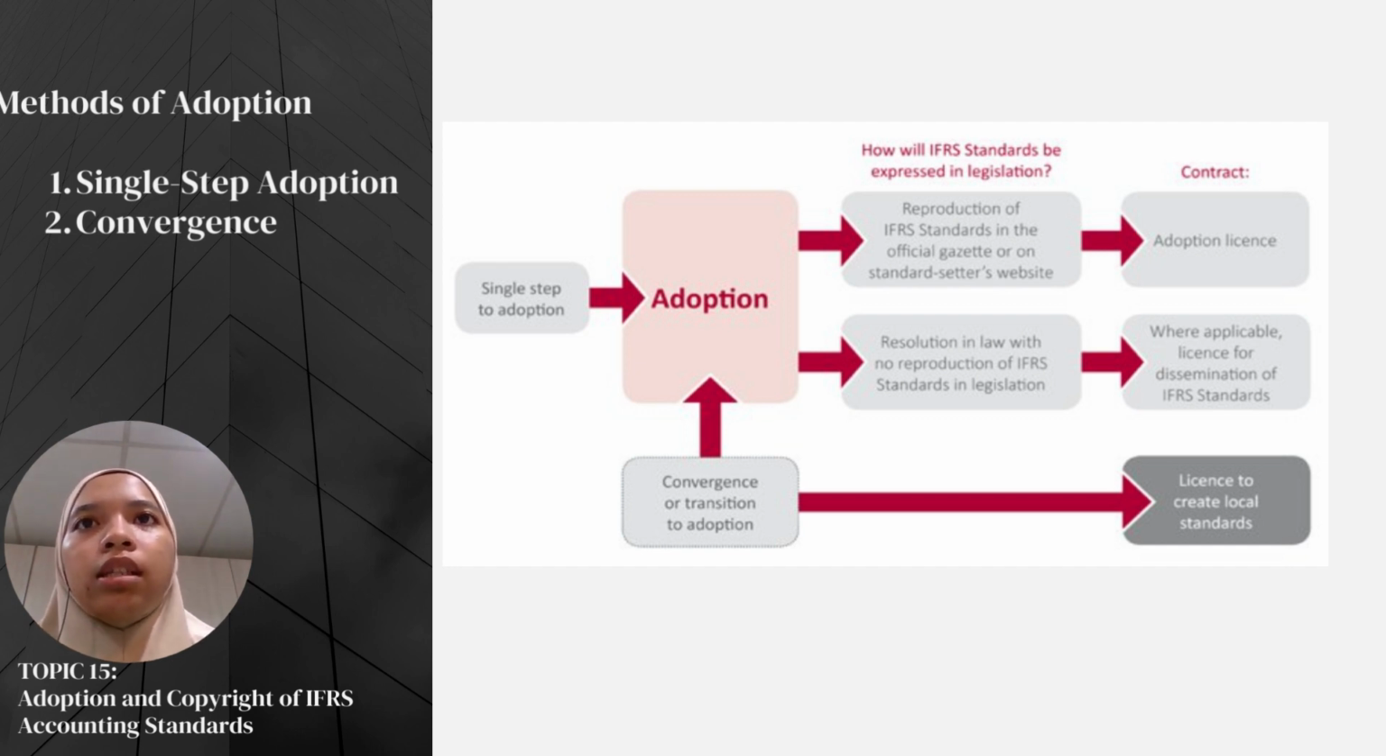So the single step adoption needs the reproduction of the IFRS standard in the official gazette or standard setter website, and the resolution in law with no reproduction of IFRS standards in legislation. So the contracts of the single step adoption are the adoption license itself, and then maybe an applicable license for dissemination of the IFRS standard in the country itself. While for convergence adoption, they need a license to create local standards, but still based on the IFRS accounting standard.